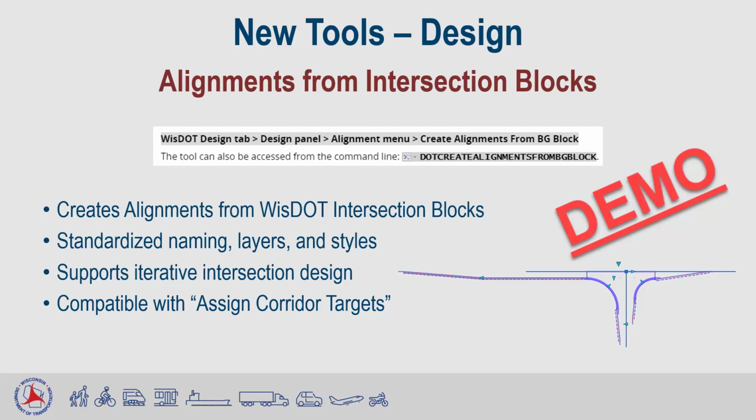It also supports iterative intersection design by allowing you to rerun the tool if you need to make a change to the intersection block. The resulting named objects are compatible with our provided Assign Corridor Targets CSV files. Let's do a quick demo.